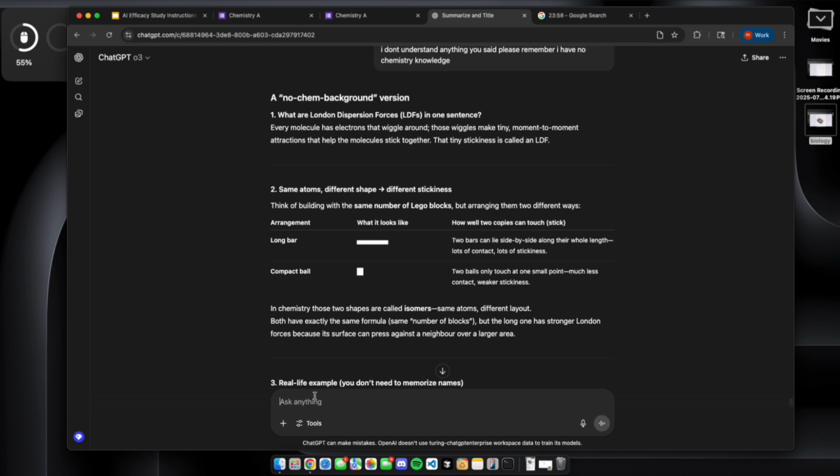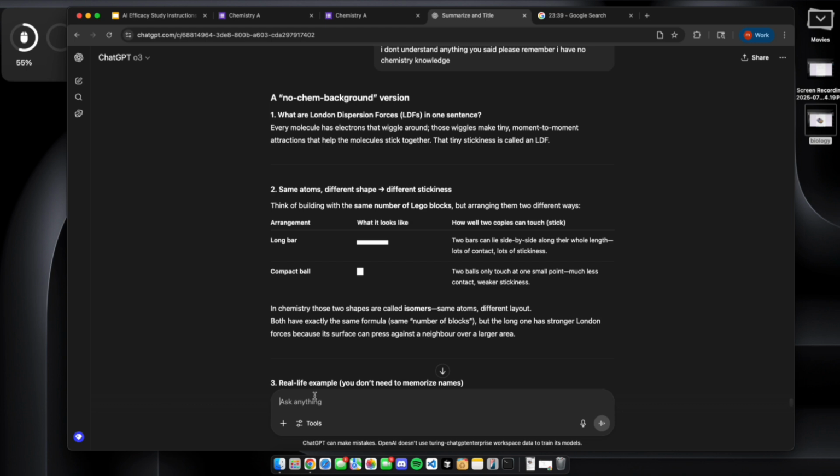Same atoms, different shape, different stickiness. Think of building with the same number of Lego blocks but arranging them in two different ways. Long bar: two bars side by side along their whole length, lots of contact, lots of stickiness. Compact ball: two balls only touch at one small point, much less contact, weaker stickiness.